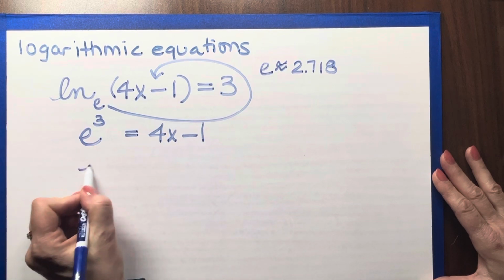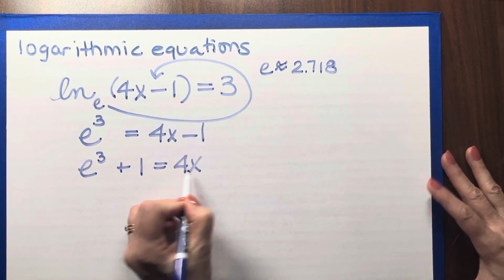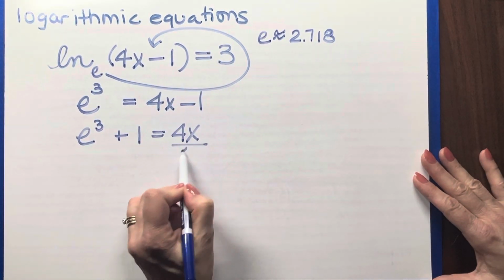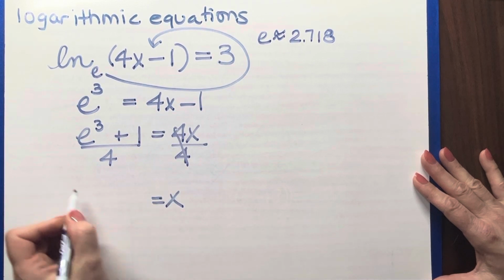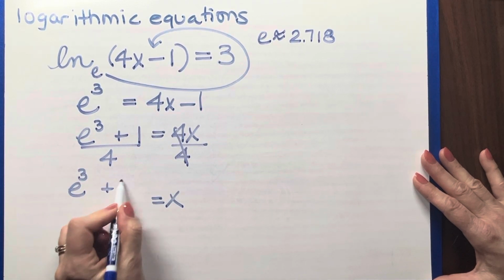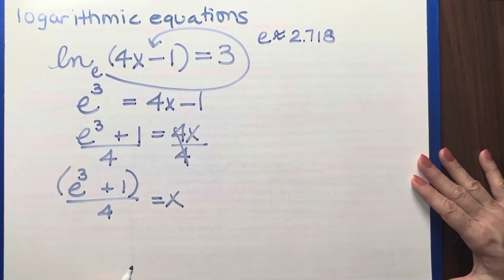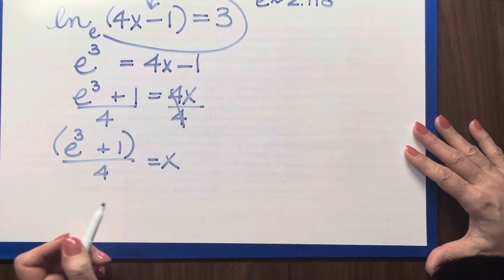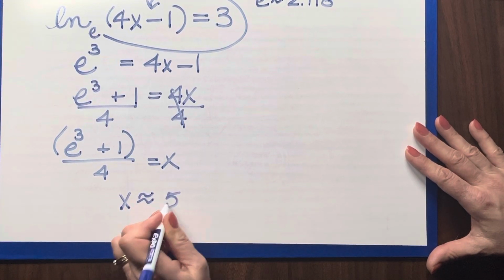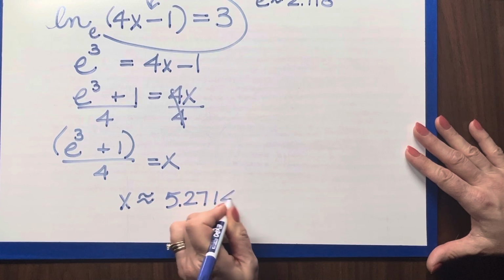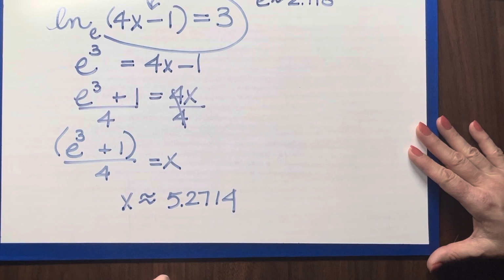So I'm going to add 1 to both sides. So I have e to the 3 plus 1 equals 4x. Now I'm going to divide both sides by 4. So on your calculator, you should be able to enter this all on its own. You may want to put this numerator in parentheses. And when you solve for x here, you are going to get approximately 5.2714, however many digits you need to round off to in the directions.